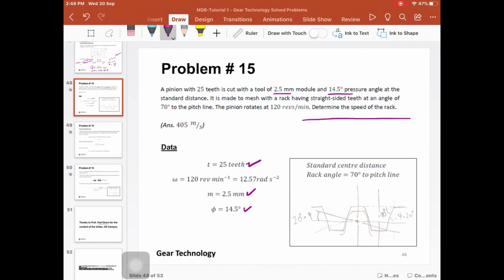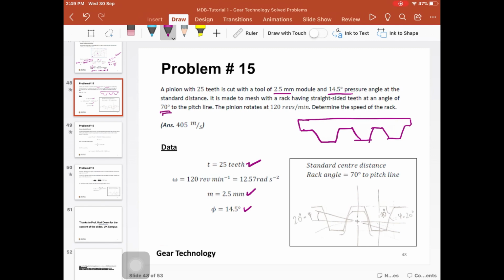This rack is the straight gear, if you want. Something similar to that. So this is the rack. The idea behind the pinion and the rack is to convert the rotational motion into linear motion and vice versa. It says here it is made to mesh with a rack having straight sided teeth at an angle of 70 degrees.